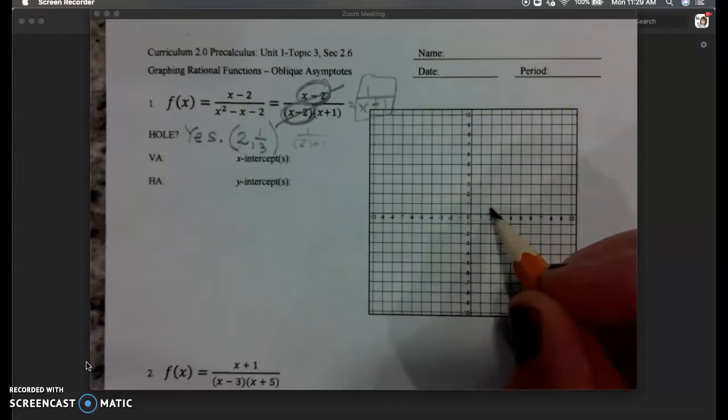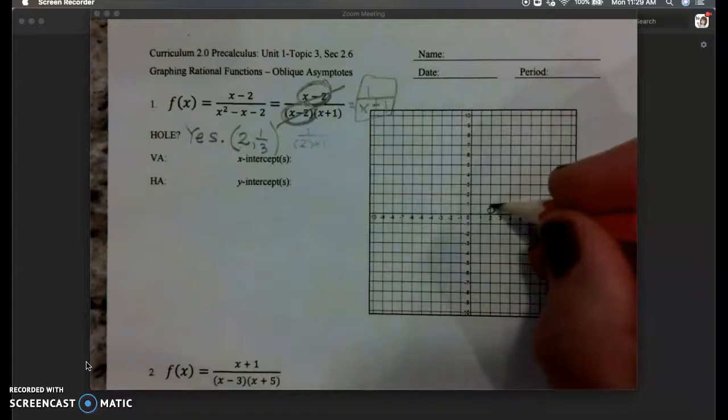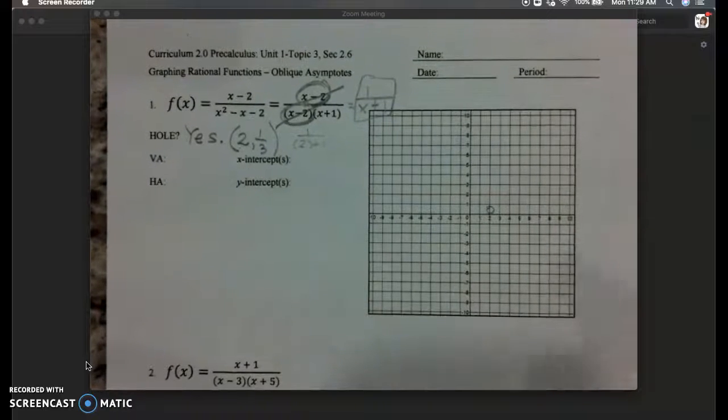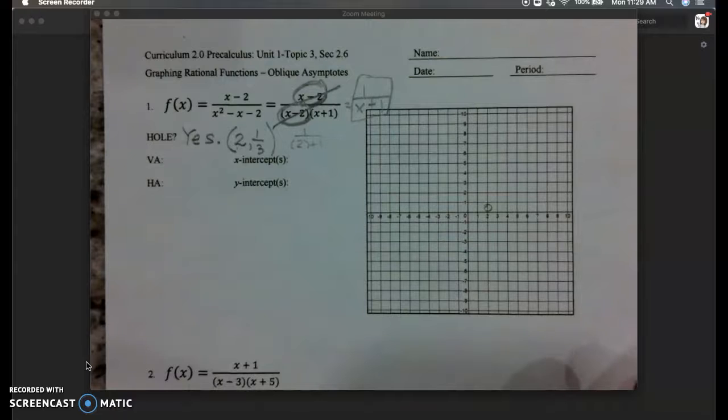Now 1/3 is somewhere here. It's a little bit less than a half. So I'm just going to put this big old open circle right there. I'm not measuring with my ruler to see if that is exactly 1/3, but I just want you to show me it's an open circle, an open point there.